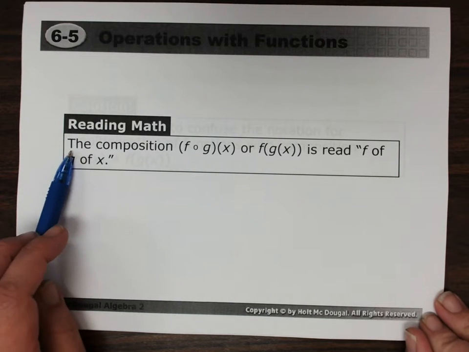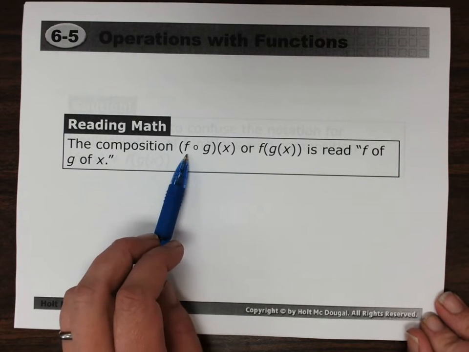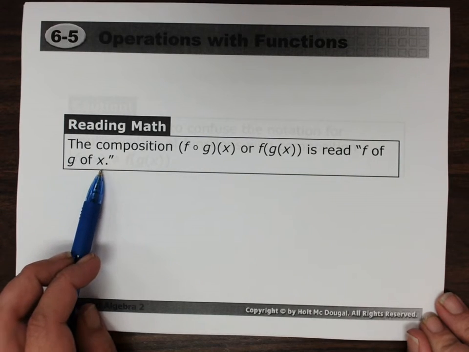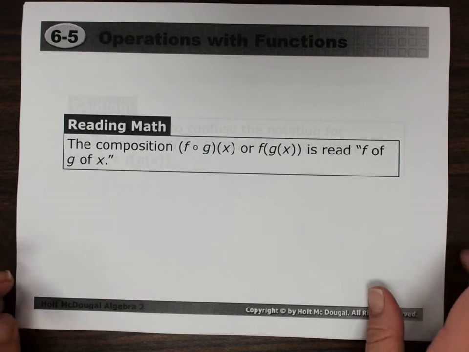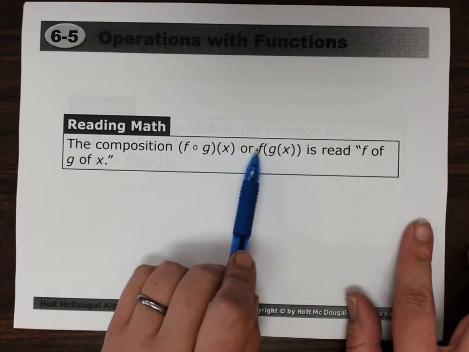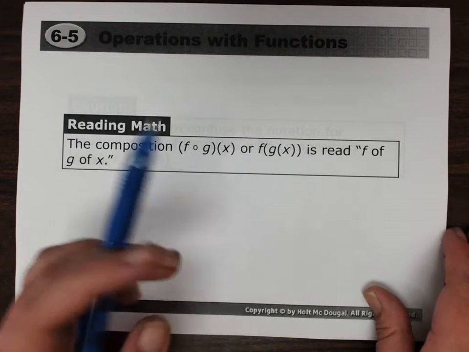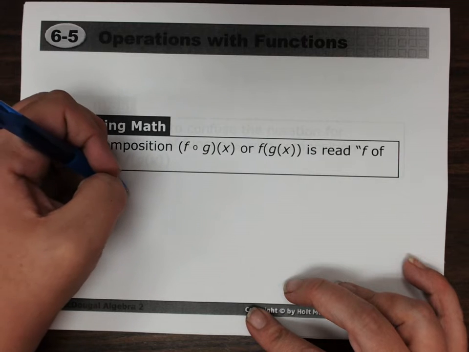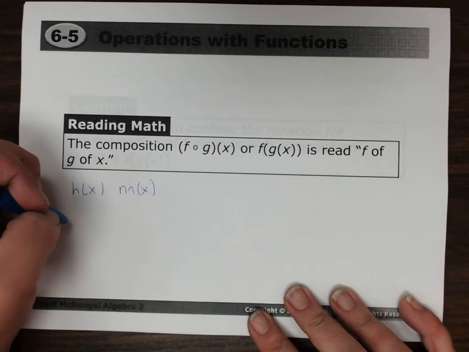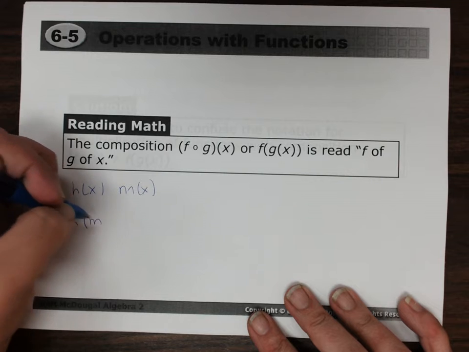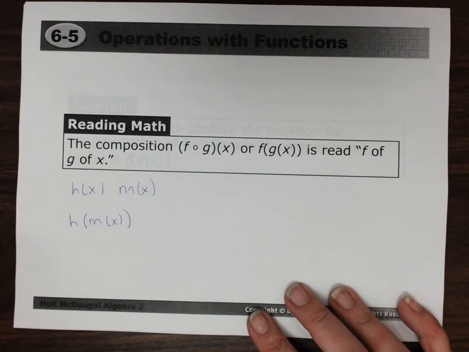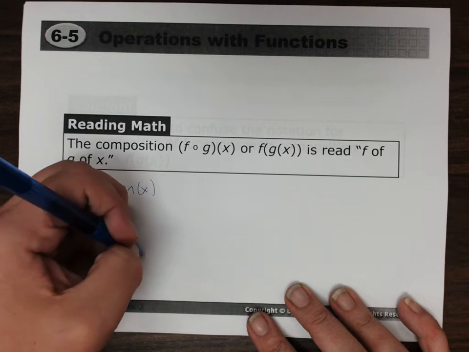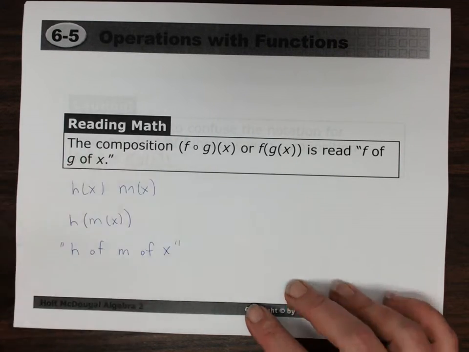And as I've been saying, this notation is read f of g of x. Whatever's on the outside is the letter we'd say first. We could have two functions, h of x and m of x. And if I were to write this expression, I would say it h of m of x.